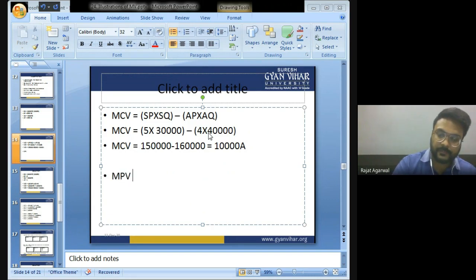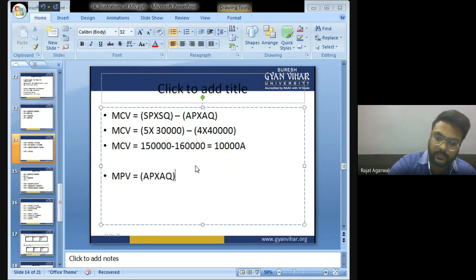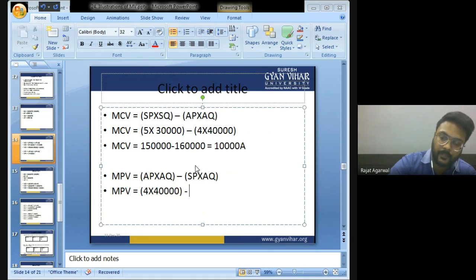Material price variance. Formula is actual price into actual quantity minus standard price into actual quantity. Actual price is 4 into actual quantity 40,000. Standard price is 5 into actual quantity 40,000.